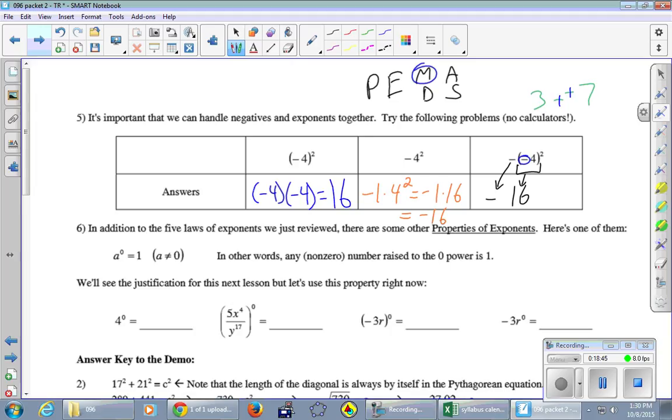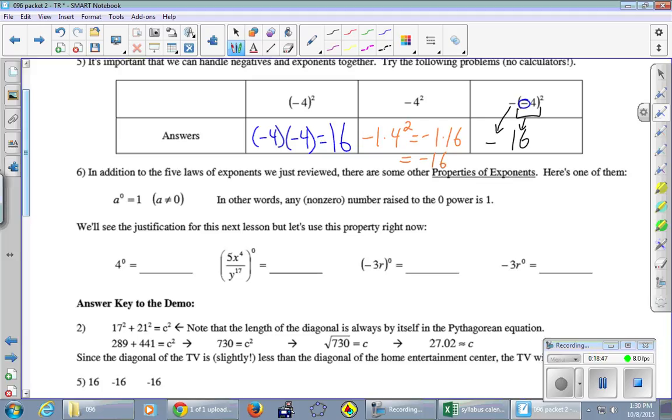Okay, number 6, last one in the demo, and then you'll play around with these for just a couple of minutes before we call it a day. In addition to the 5 laws of exponents, those are the ones on the previous page, there are some other properties of exponents. Here's one of them. A to the 0 is 1 for any number other than A equals 0. In plain English, any non-zero number raised to the 0 power is 1. Or in even more plain English, but a slight lie, anything to the 0 is 1. Anything to the 0 is 1.